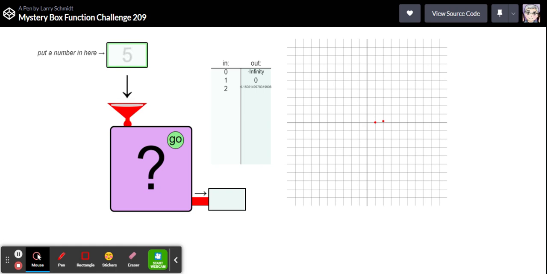Let's try a 5. Maybe we'll go all the way out to 10. Oh, that's interesting. That's probably going to be a useful point. And let's try some fractional values. Let's do 1/2. Okay, let's try maybe 1/5. Let's see, and let's try 1/10. Okay, that's going to help too.